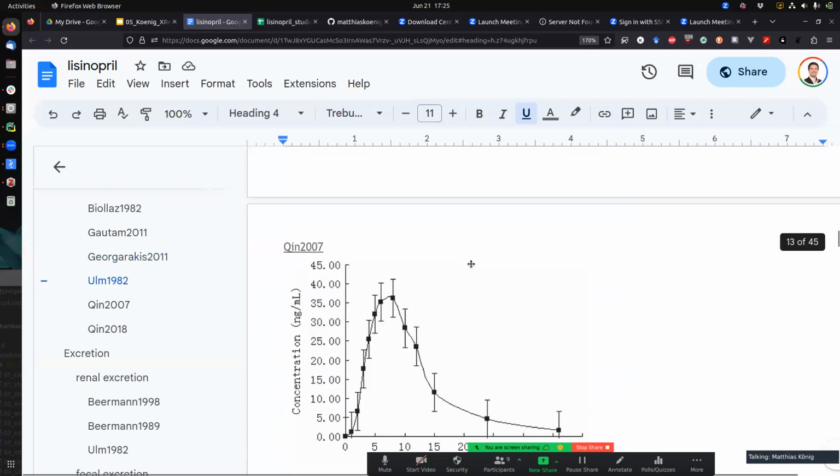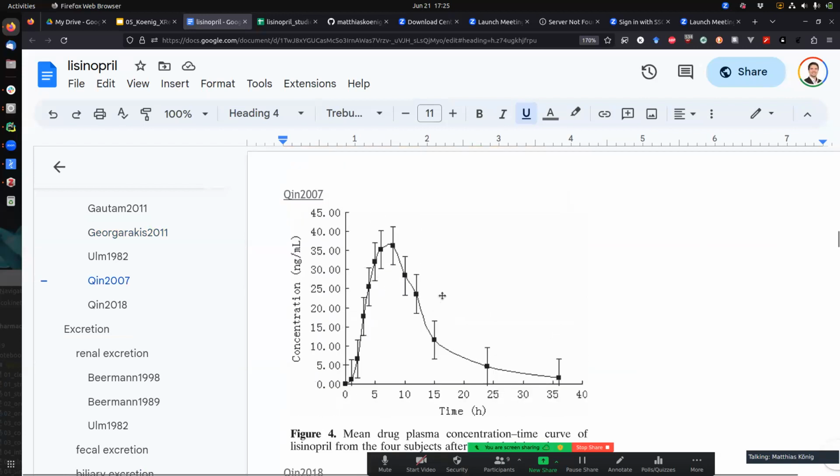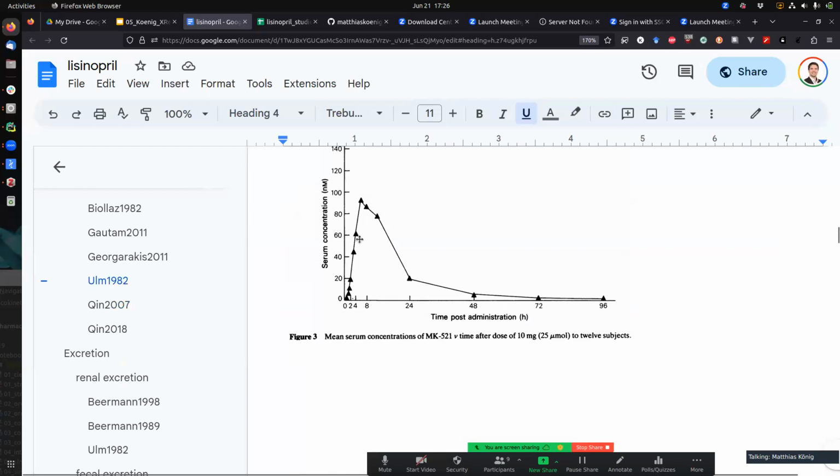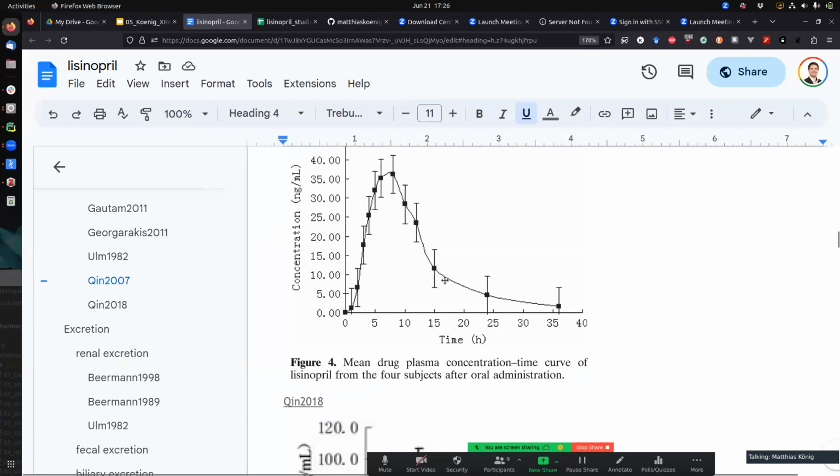Okay, more curves here. You see some more curves with the error bars, but overall the important thing is that this looks pretty consistent, so the time scales are similar. After 24 hours, we have something left. It takes 48 to 72 hours until everything is removed. And we see similar things here.